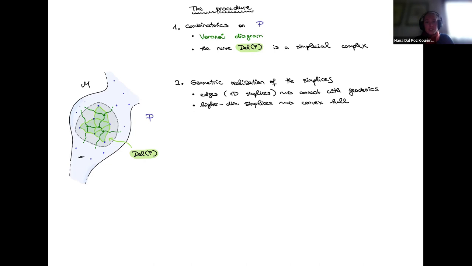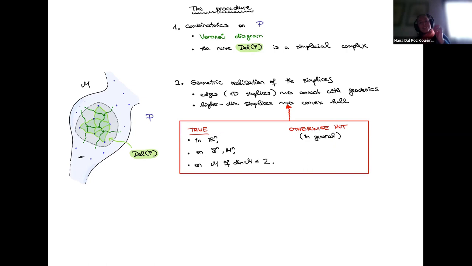Well, what we are generally used to from Euclidean spaces is the notion of convex hull. The convex hull is the smallest convex set containing the points, and you know it works out. Except that for general manifolds, it does not, because the convex hull is in general not defined. It is always defined in Euclidean spaces. It is always defined in spheres or hyperbolic spaces. And it is also always defined if the dimension of the manifold is low, so if the manifold is a curve or a surface.